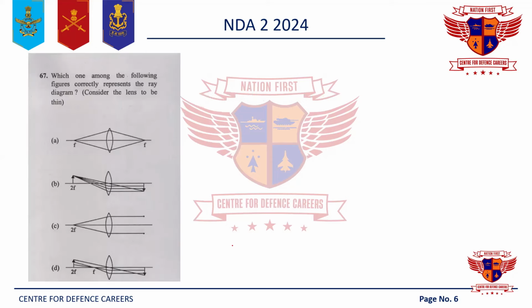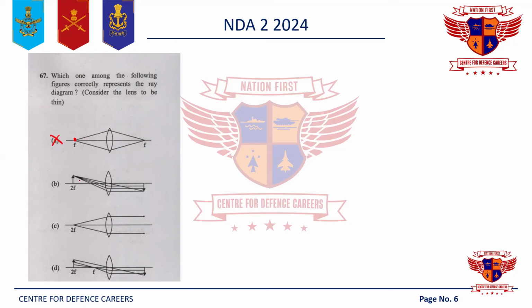So we have: which of the following figures correctly represents the ray diagram? Now let's start with option A. Here the object is at focus. Now I have mentioned multiple times in our classroom that whenever the object is at infinity, the image always forms at infinity. In option A, the image is forming at the focus, which is wrong.